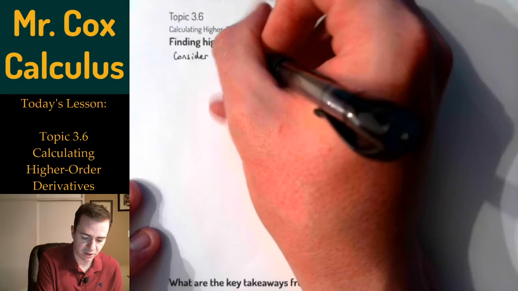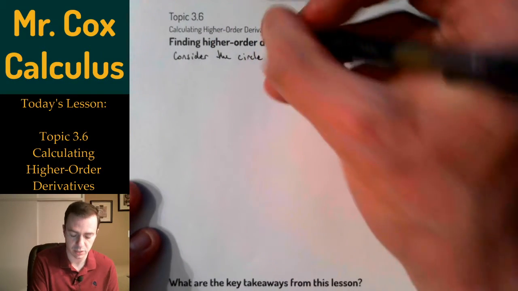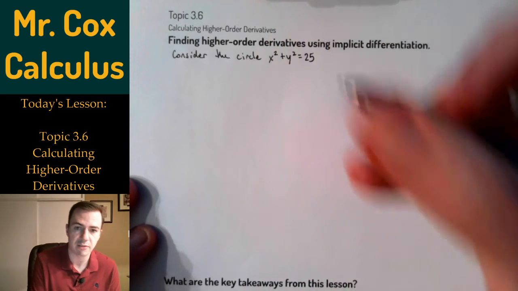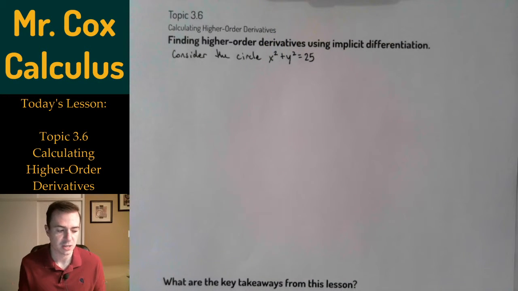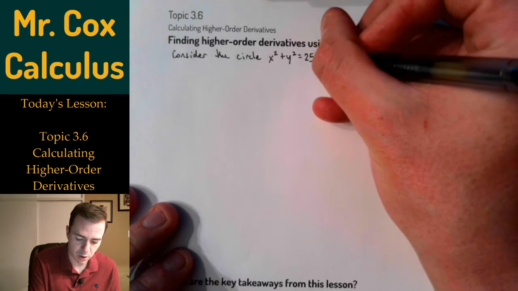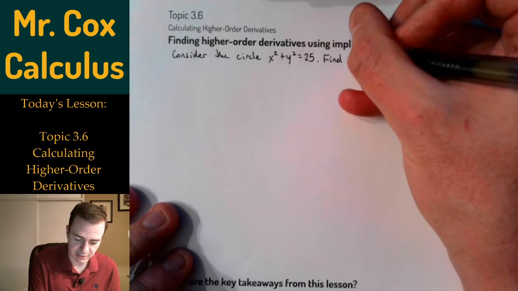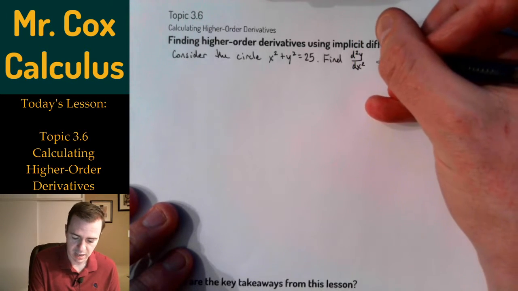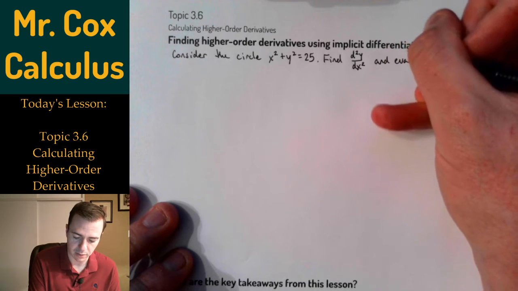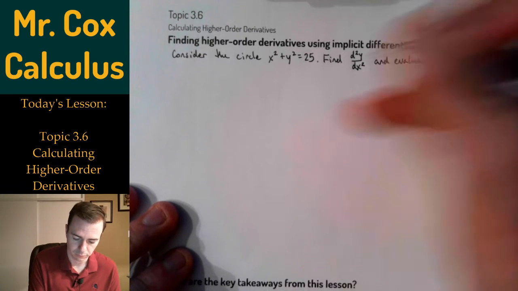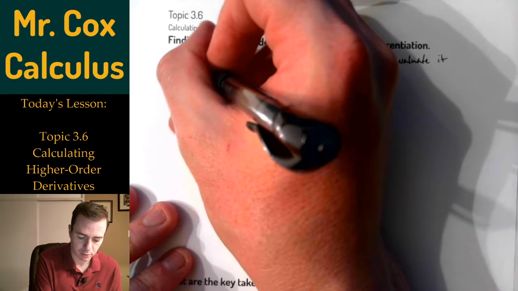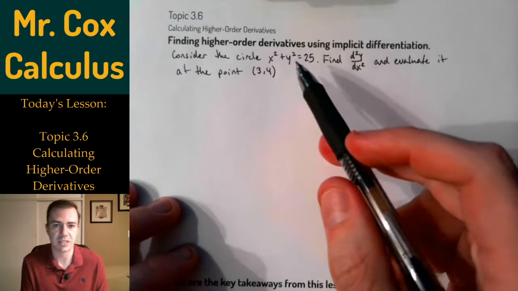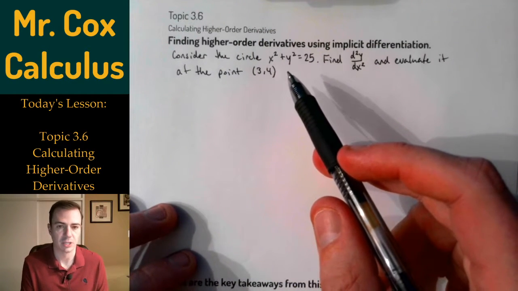I think this is the same function we used when we first learned implicit differentiation. X squared plus y squared equals 25. Again, that's a circle centered at the origin with radius of 5. I want to find the second derivative of y with respect to x squared, and I'm going to evaluate it at the point 3, 4, which is definitely a point that exists on this particular circle.